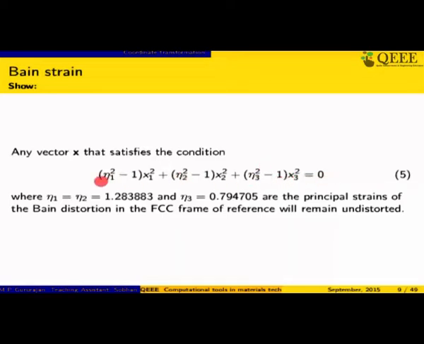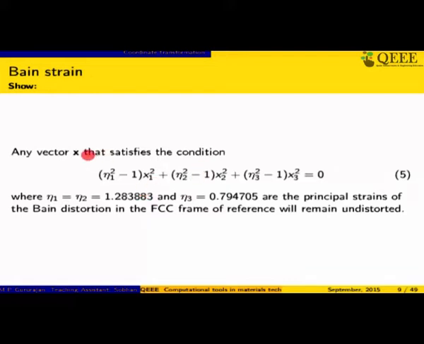So basically x1 squared plus x2 squared plus x3 squared is the original magnitude squared. Eta 1 squared x1 squared plus eta 2 squared x2 squared plus eta 3 squared x3 squared is the new magnitude squared. So if the magnitudes are the same, this condition has to be satisfied. In other words, for whichever x1, x2, x3 these conditions are satisfied, those vectors will remain undistorted, but they are rotated because their components are now modified by these three numbers eta 1, eta 2, eta 3.